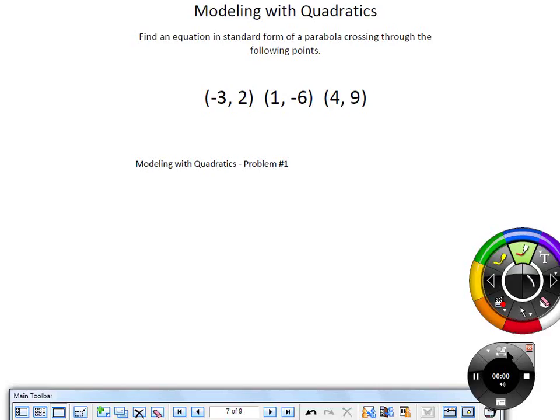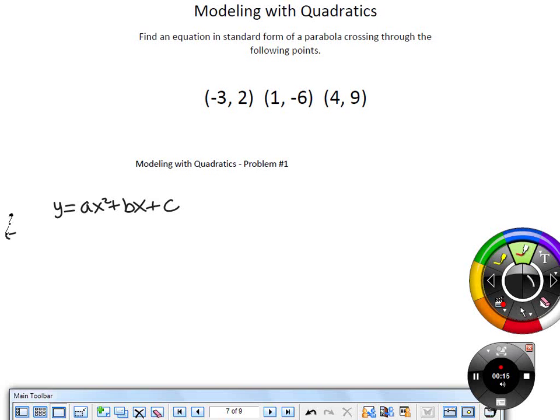All right, so they have given us 3 points on our parabola, and they want us to write it in standard form. So remember, every xy coordinate pair is saying when you plug in this x value to the equation, you get this y value. So we can do that with the generic form.